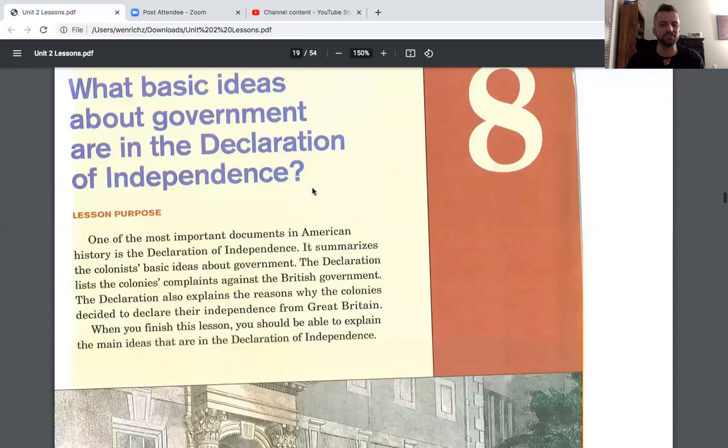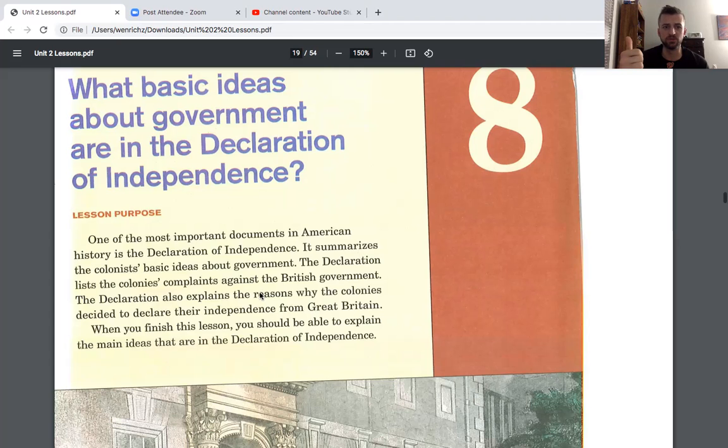All right, so the lesson purpose. One of the most important documents in American history is the Declaration of Independence. It summarizes the colonists' basic ideas about government. The Declaration lists the colonies' complaints against the British government. It also explains the reasons why the colonies decided to declare their independence from Great Britain. When you finish this lesson, you should be able to explain the main ideas that are in the Declaration of Independence.